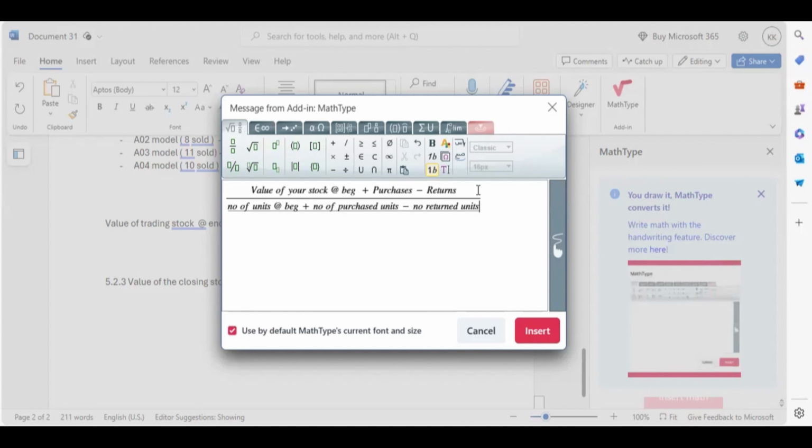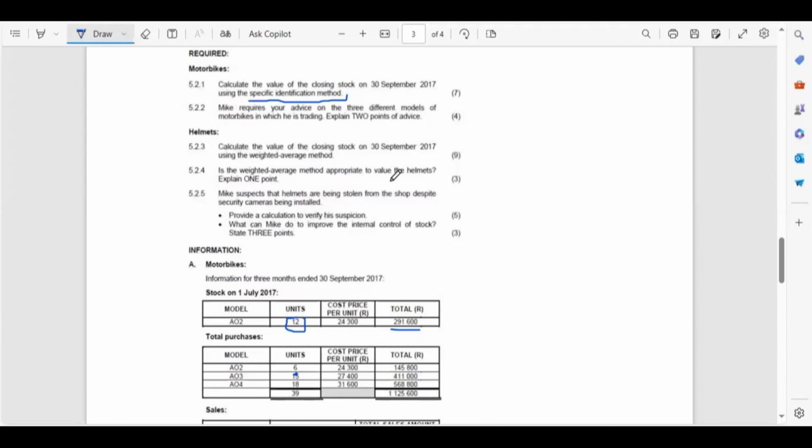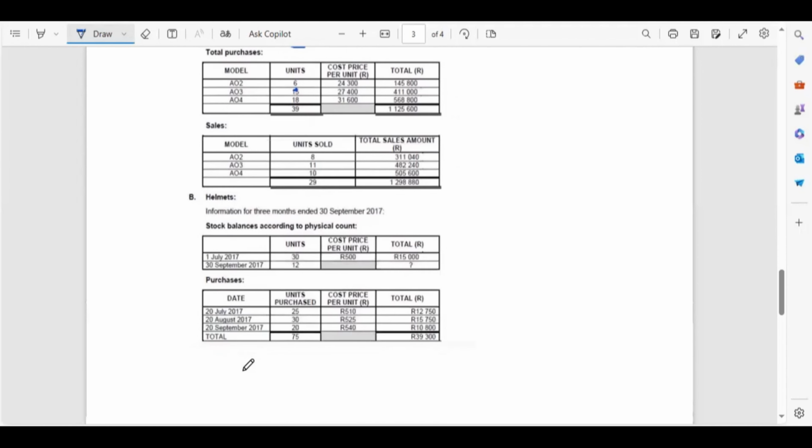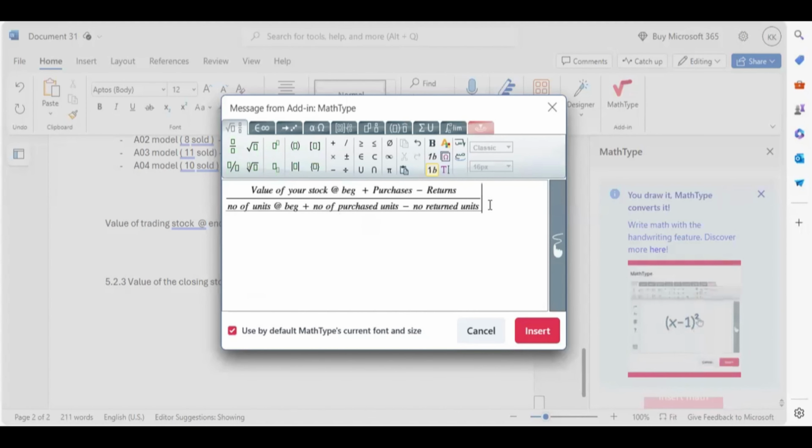Okay. Now, let us try and calculate the average price for our helmets based on that formula. Now, the value of our stock at the beginning is 15,000, right? So we're going to see, all right, what is the value of our stock at the beginning?